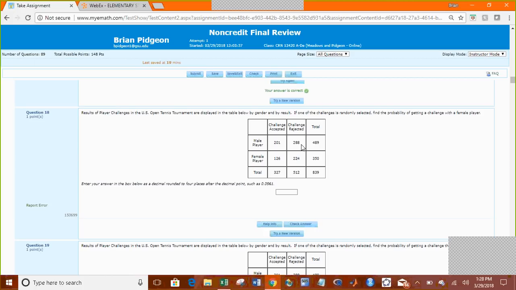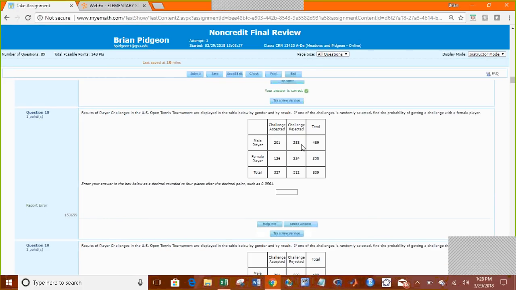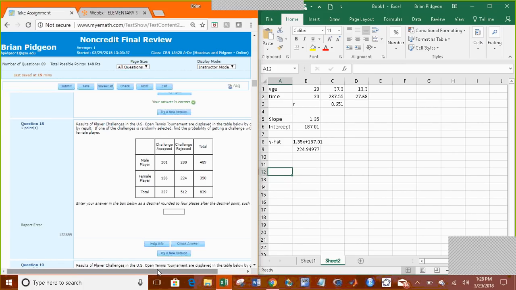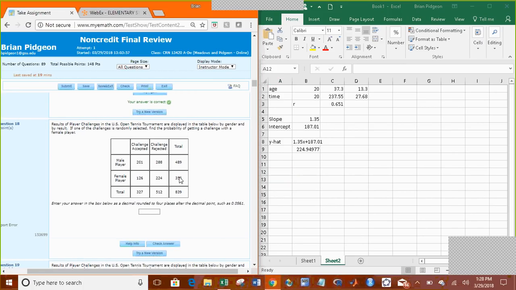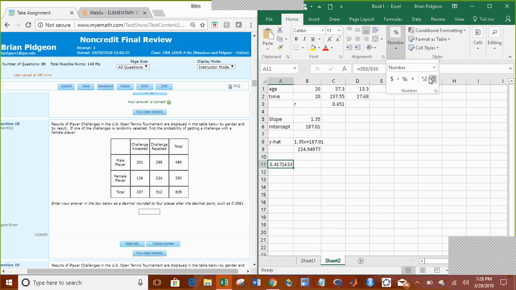Alright, results of player challenges in the U.S. Open Tennis Tournament are displayed in the table below by gender and by result. If one of the challenges is randomly selected, find the probability of getting a challenge with a female player. Well, we need to cover this because I think it goes rounded to decimals. So we want to know how many challenges are by a female player. If you look at the female player row, we have 350 challenges made out of a total of 839. 4 decimal places. So if you need help rounding, I did it again. 0.4172.